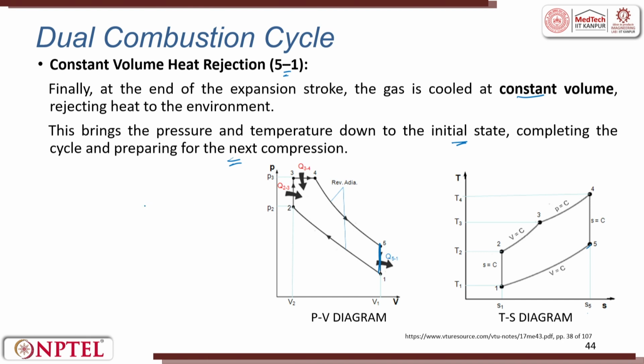Now you finished 1 to 2, 2 to 3, 3 to 4, 4 to 5. That means the piston moved from the bottom dead center to the top dead center, and again from the top dead center it came to bottom dead center. This is a cycle. So all these, 1 to 2, 2 to 3, 3 to 4, 4 to 5, 5 to 1, happen in these 2 strokes, 2 times the stroke length.